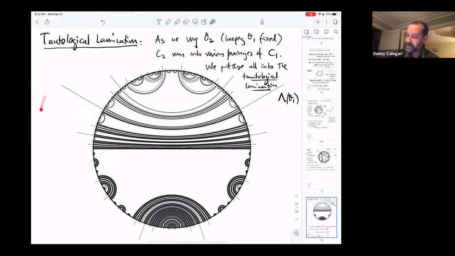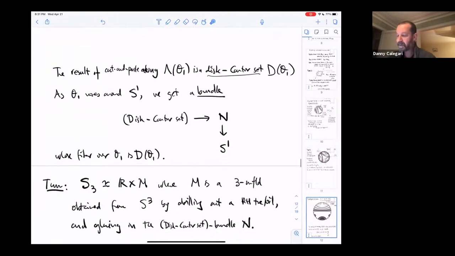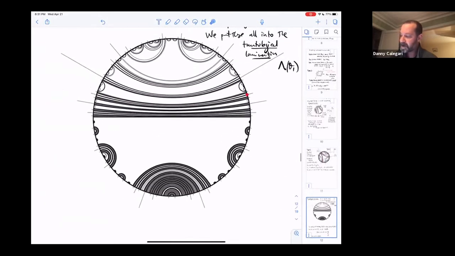So we take these Riemann surfaces and cut them off on some big disk which encloses the tautological lamination. So instead of getting the plane minus a Cantor set, we just get a disk minus a Cantor set. For every complex number theta one in the unit circle, we get a disk minus a Cantor set, a one parameter family of disks minus a Cantor set. So we get a bundle over a circle, the S1 circle parameterized by theta one, whose fiber is the disk minus a Cantor set that you get by pinching the tautological lamination associated to the number theta one.